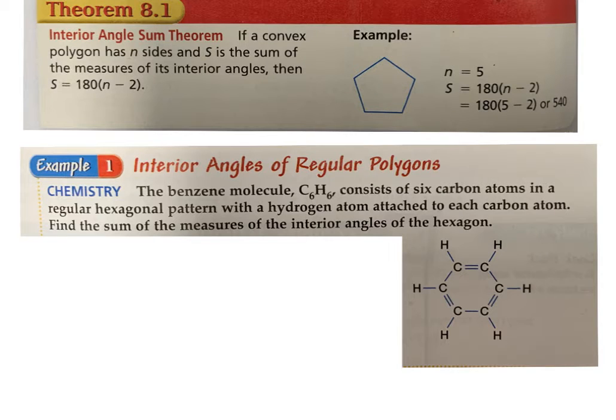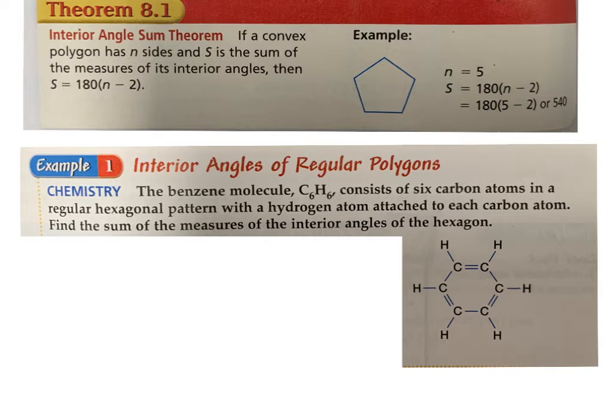Interior angle sum. If a convex polygon, remember convex means it doesn't cave in on itself, right? Has n number of sides, and S is the sum of the measure of the interior angles, then your sum of your interior angles is going to be 180 times n minus 2, number of sides subtracted by 2. All right, so look at example 1.